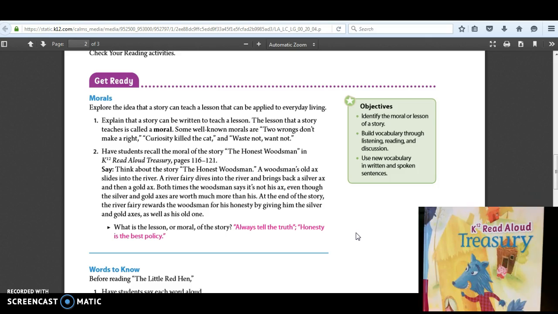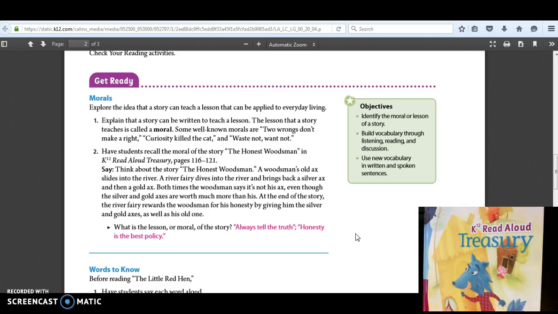Let's think about the story that you read, The Honest Woodsman. Now, I'm going to give you a little summary of that story. A woodsman's old axe slides into the river. A river fairy dives into the river and brings back a silver axe and then a gold axe. Both times the woodsman says it's not his axe, even though the silver and gold axes are worth more than his. At the end of the story, the river fairy rewards the woodsman for his honesty by giving him the silver and gold axes as well as his old one.